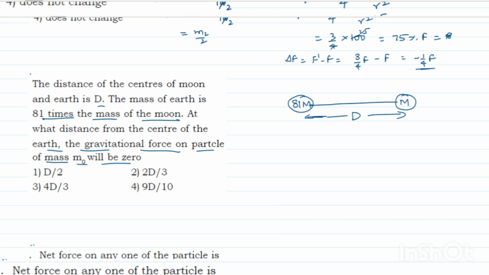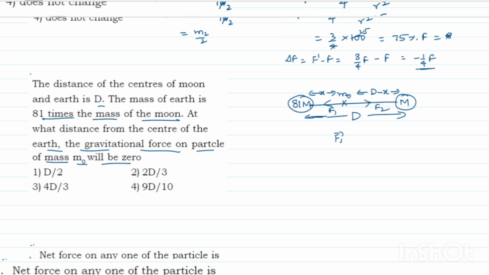At what distance from the center of the earth will the gravitational force on a particle of mass m0 be equal to 0? Let us assume that the particle is kept somewhere so that it does not experience any gravitational force. Let this distance be x, and the other distance will be d minus x. Then this mass will be attracted by the earth along this direction, and by the moon along this direction.